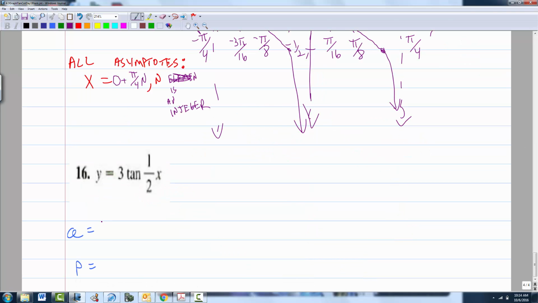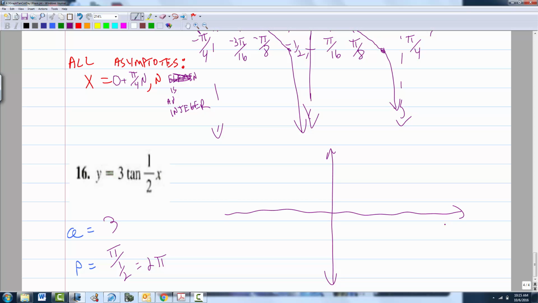Last one for fun. What's the amplitude? There isn't one. It's a trick question, but what's A? 3. What's the period? Pi over a half is what? 2 pi, fraction people. Let me just plug in 0 real quick, and then I'll at least know how it's done. So at least you should get to this point.